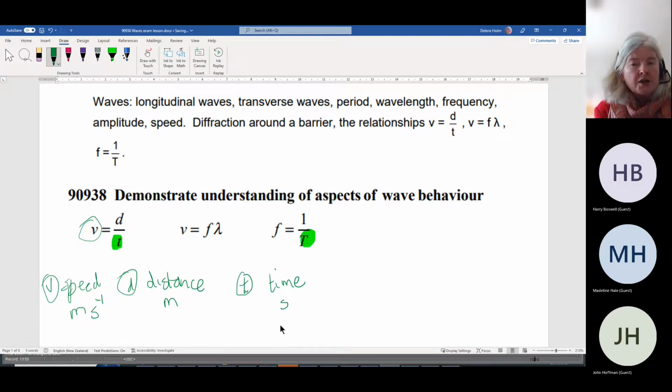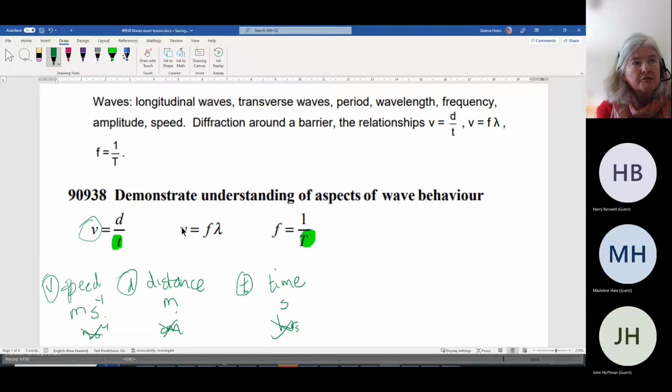And again, be careful if they give you something in minutes or hours. It's unlikely for the waves one, but, you know, because you've got to convert things to seconds. Because to make all these match up, meters per second, meters and seconds, I can't have centimeters and hours over here, because they're not going to correlate with each other. So when you do the calculations, make sure that everything is in the right unit.